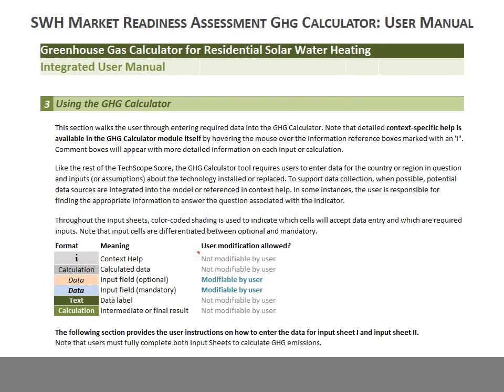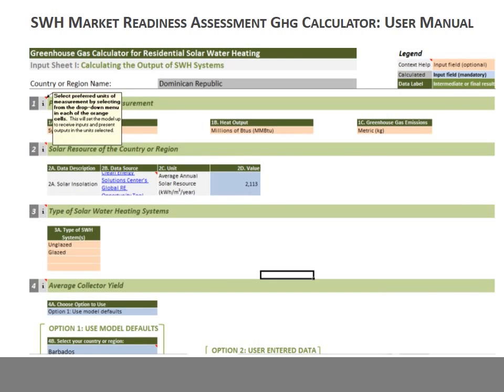The Excel-based greenhouse gas calculator includes a detailed user manual that walks the user through the steps of using the tool. There is also detailed context-specific help embedded throughout the model. By hovering the mouse over the information reference boxes marked with an I, comment boxes will appear with more detailed information on each input or calculation.